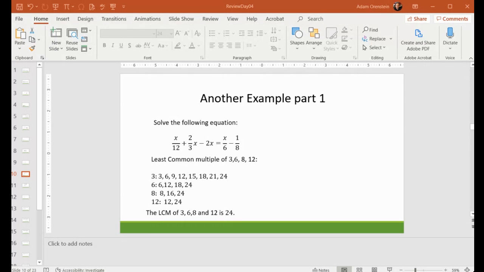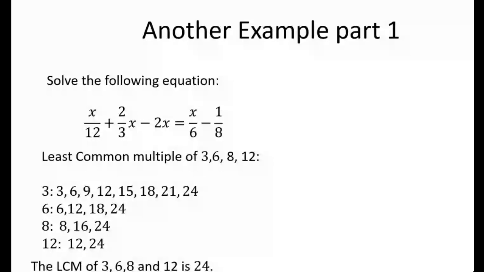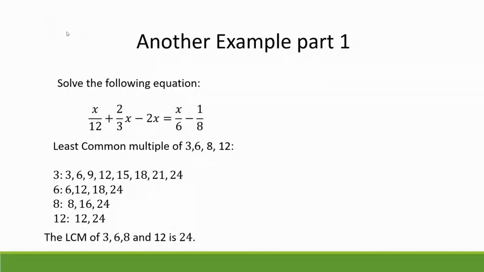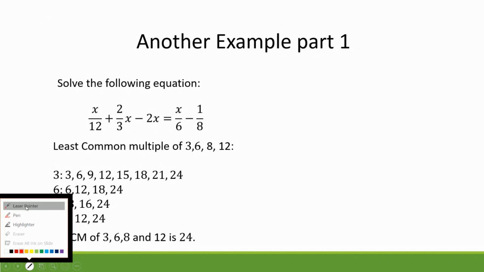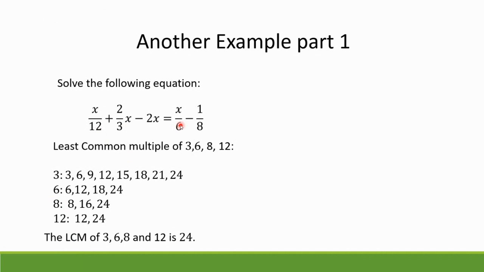Somehow we want to eliminate those denominators. So what I'm going to do is find the least common multiple of those denominators. We have 12, 3, 6, and 8.